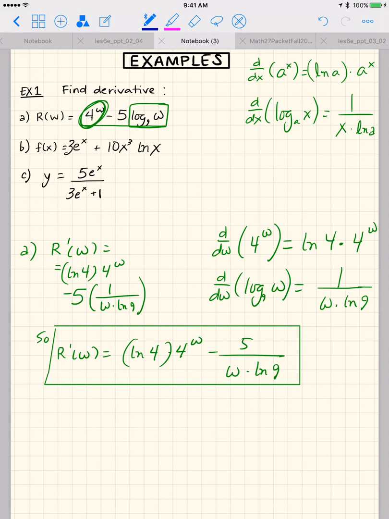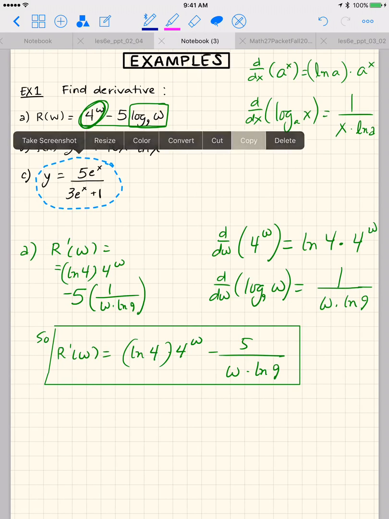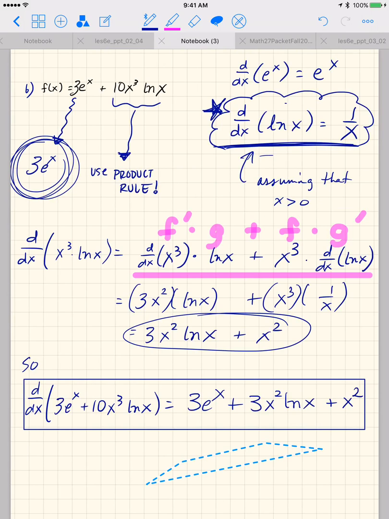Okay, and now let's go and do C. Copy. Paste. Okay, so this is our part C, and we're supposed to find the derivative. Here, I need to use my quotient rule. So in the top here, I've got my f. This will be my f of x. And in the bottom here, this will be my g of x.